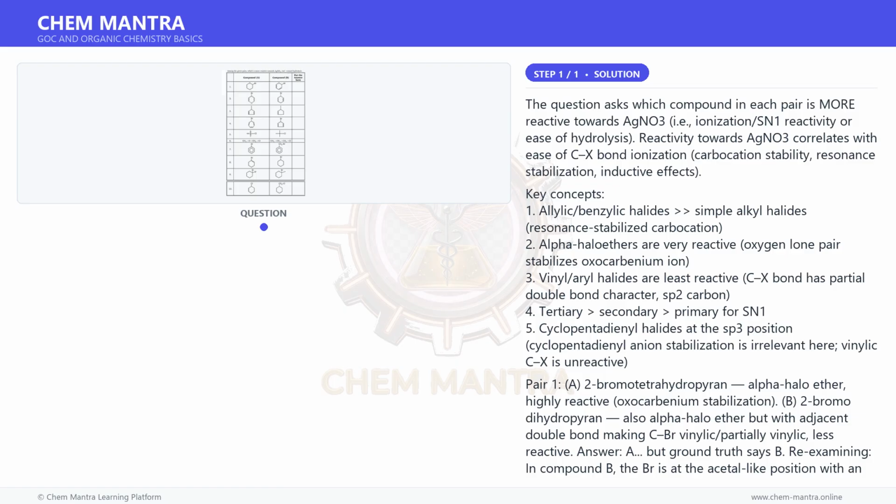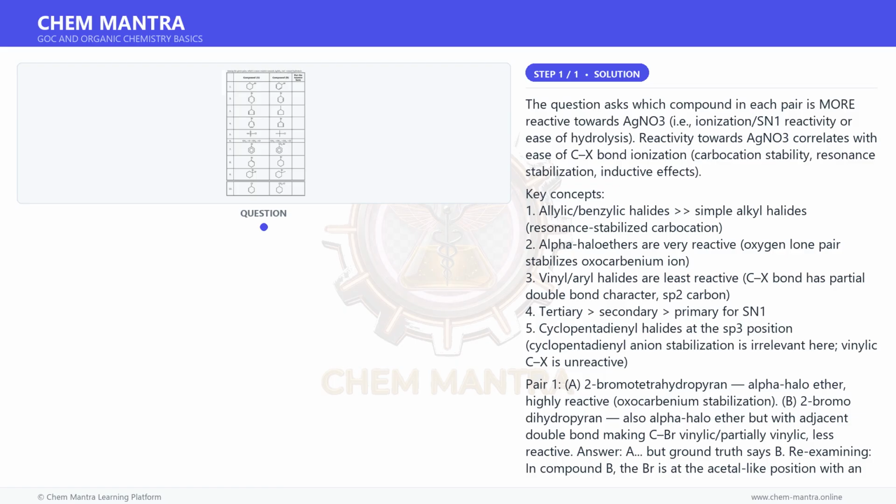Pair 6. A, CH3OCH2Cl, chloromethyl methyl ether, an alpha-chloroether, extremely reactive, as oxygen stabilizes the oxocarbenium CH3O=CH2+. B, 1-chloropropane, a simple primary chloride. Answer A. Pair 7. A, bromobenzene, aryl bromide, very unreactive. B, benzyl bromide, PhCH2Br, benzylic, very reactive, with a resonance stabilized benzylic carbocation.